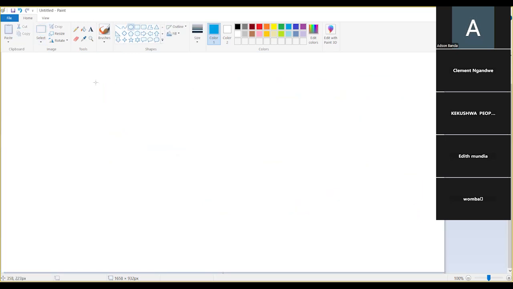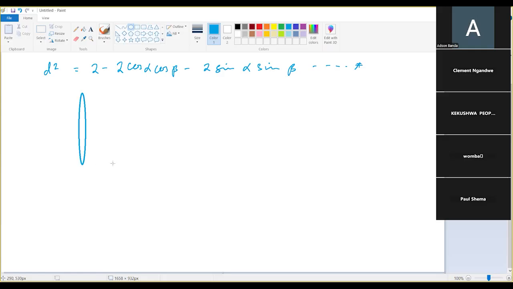Right, so let's just note that what we had is d squared is equal to 2 minus 2 cos alpha cos beta minus 2 sine alpha sine beta. Right, so that is what we found earlier.